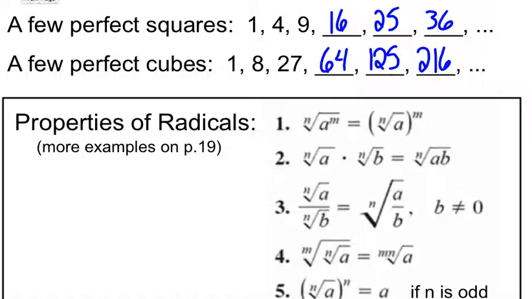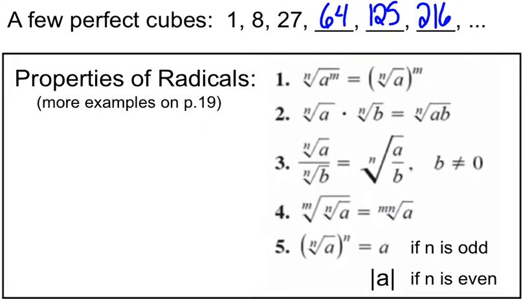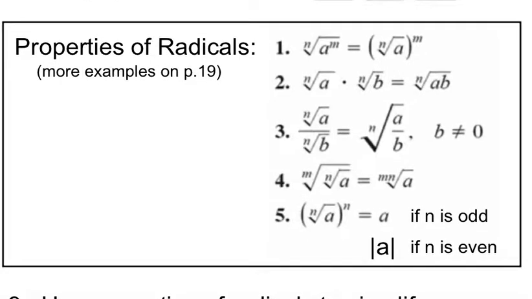So in the next section, I have listed all of our properties of radicals. Like in number 1, if you have the nth root of a to the m, you can pull that m out of the radical. And it's the nth root of a to the nth power. If they have the same index, you can multiply two things that are under the radical. With fractions, you can split them. If you're taking the root of a root, you can multiply the indexes.